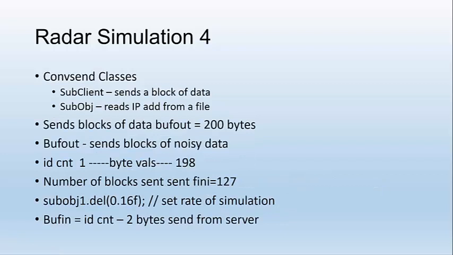This slide shows the conv-send classes. There are two classes, and they send blocks of data of 200 bytes, and 127 blocks are sent, and the delay of 0.16 controls the rate of simulation. Buffering consists of an ID value and a count, and this is used to synchronize the client-server processes.